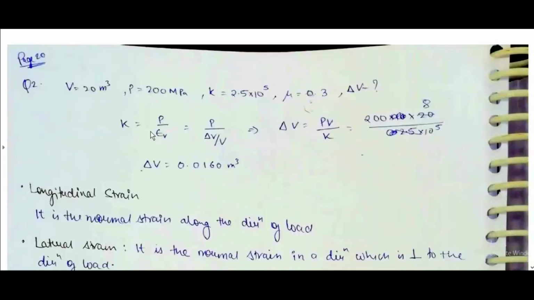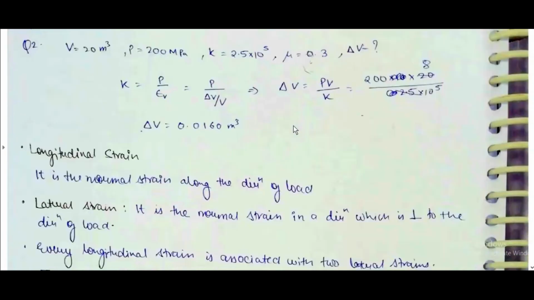One question from the ESE workbook. These are the given conditions. What is delta V? Delta V is equal to PV by K, where K is equal to P by epsilon v is equal to P by delta V by V. These will all be given in words in the question. You just have to write what is given and then we can find delta V from this formula.